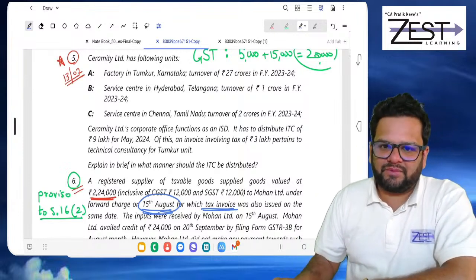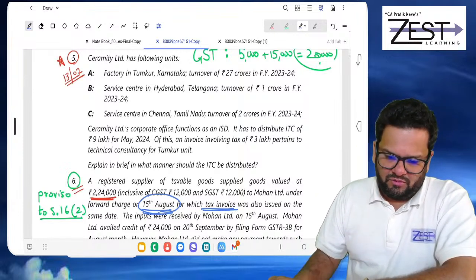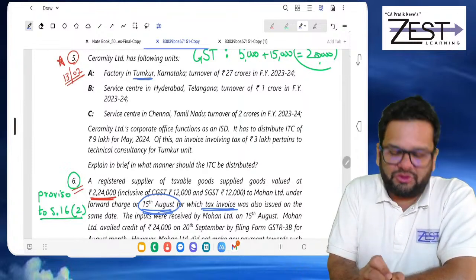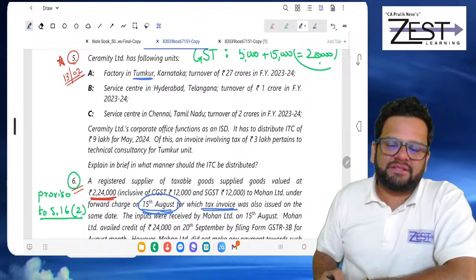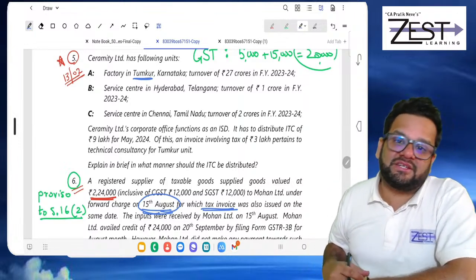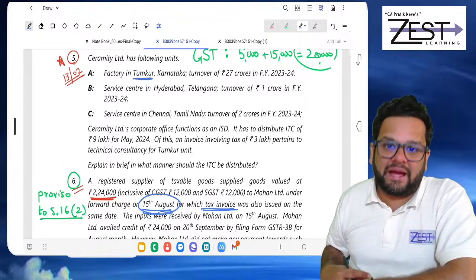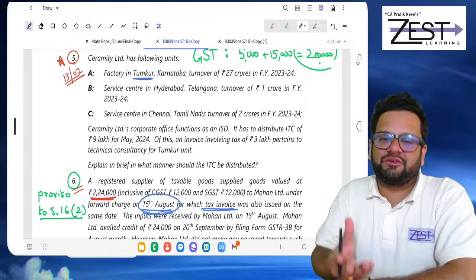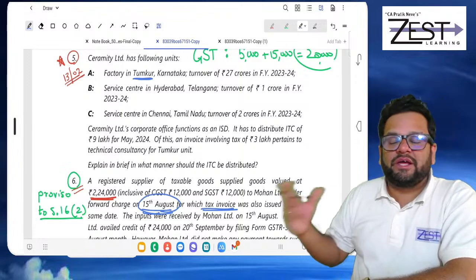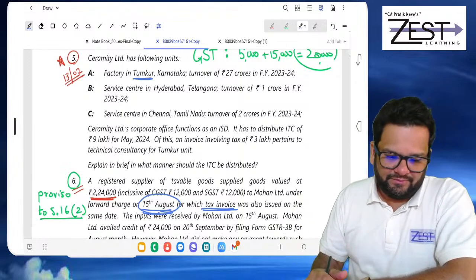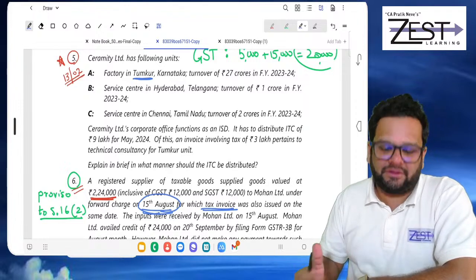Ceramity Limited has the following units. There is a factory in Tumkur. Do you know Tumkur? It is a smart city in Karnataka, 70 kilometers from Bangalore. I am associated with Tumkur for taking a few lectures for CA Intermediate, DT as well as IDT. So yes, very close to my heart again.